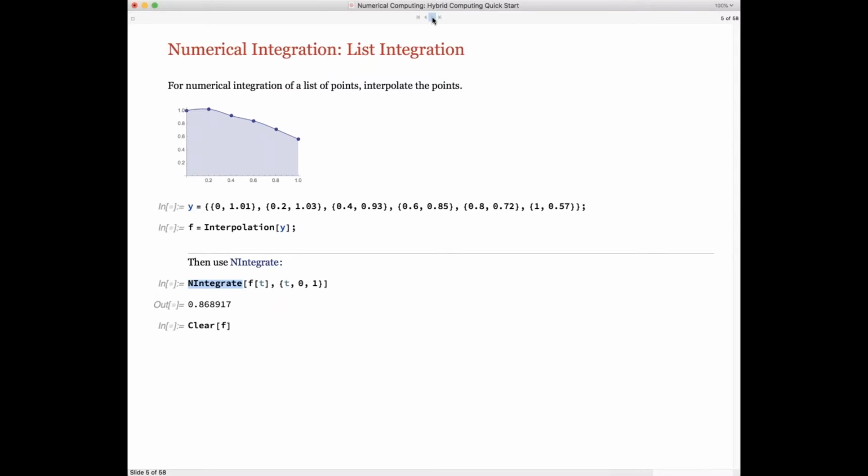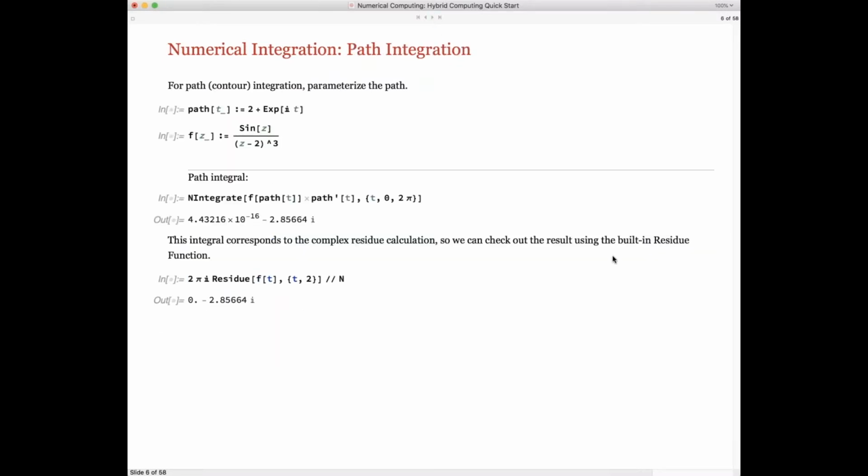To compute a path or contour integral, first parameterize the path. Here we parameterize the contour that circles the point z equals 2 in the complex plane. f of z is the function we want to integrate. We can then perform the numerical integration by using the chain rule here, and we can get the answer. This integral you see here corresponds to the complex residue calculation. So we can check the result using the built-in Residue function.